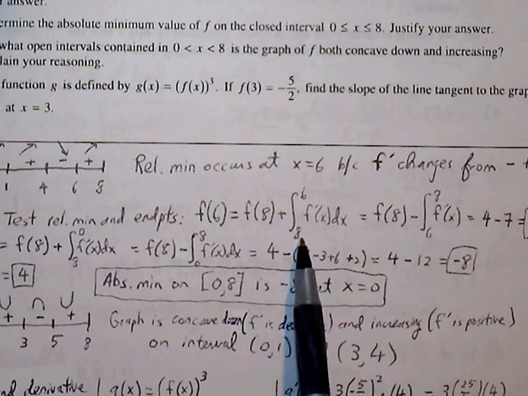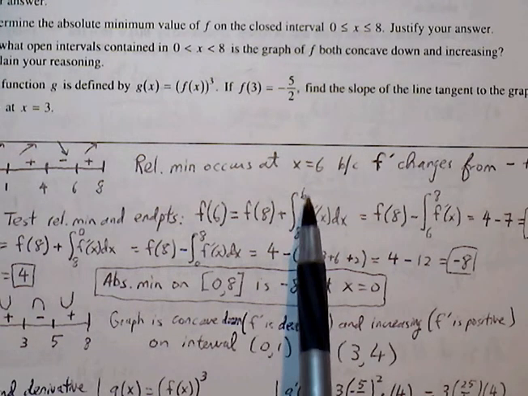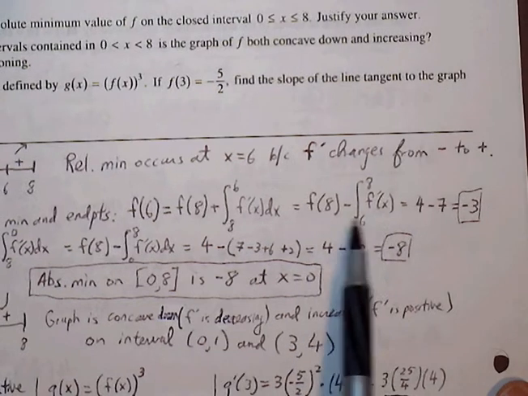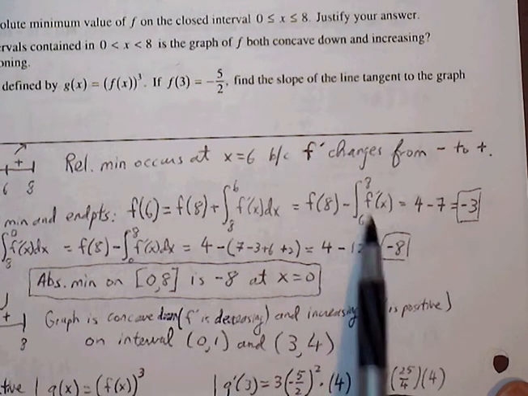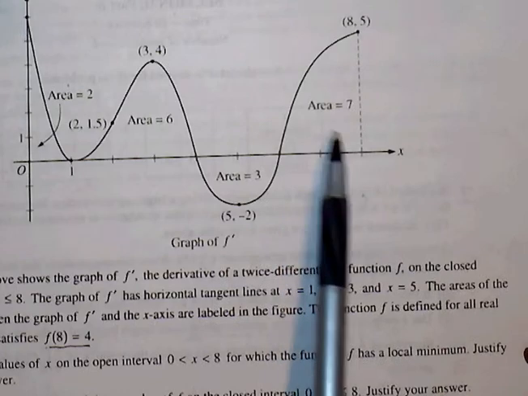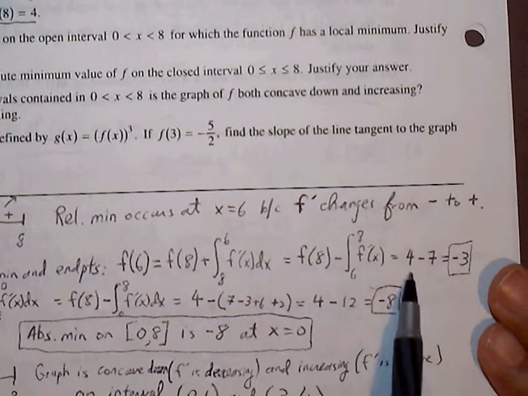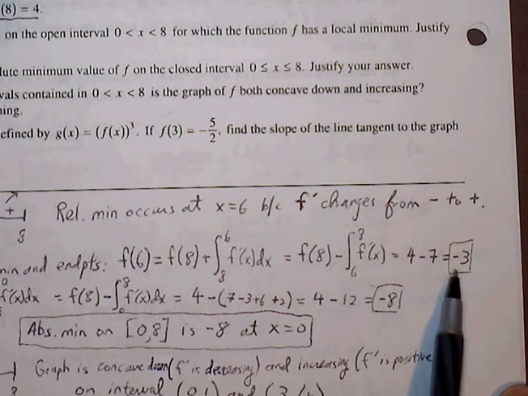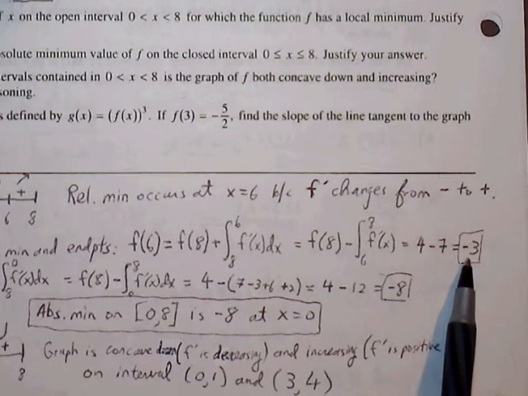So plus becomes a minus, and the definite integral between 6 and 8 of f prime will be a positive 7. Okay, and you can see that here, positive 7. But we're subtracting it, so 4, which is our initial position, minus 7 is negative 3. So we're going to keep track of this, and we'll come back to it and compare it to see whether this is the absolute minimum value.